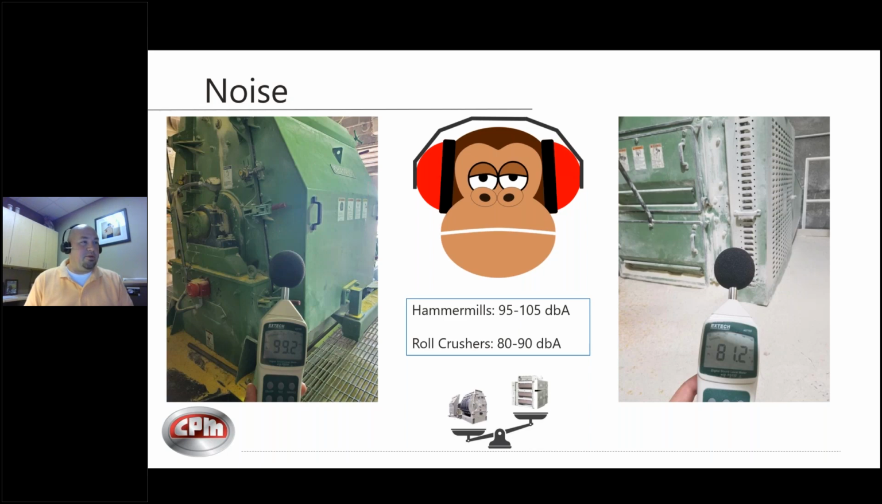We're right by a Hammermill, which was right at 100 decibels. I know a lot of facilities do require both earplugs and ear muffs on top of them, just because Hammermills are very loud. That's just the nature of what they do. Whereas on the right, you can see a roll crusher that's only about 80 decibels. Certainly depending on what you're grinding and the environment of where they're installed, those numbers will change a little bit. But for the most part, we usually see Hammermills are at least 10-ish decibels higher than that of a roll crusher.